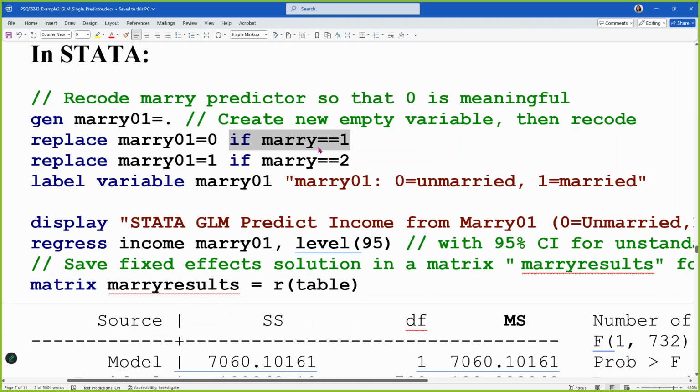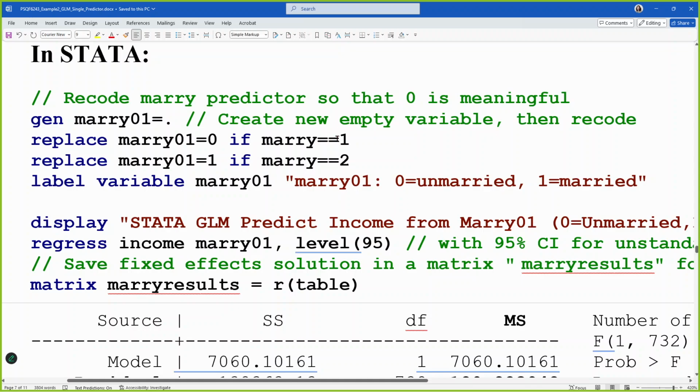So if the old variable is 1, then make these values that were missing into zeros. If the old variable was 2, make the new variable into a 1. So we are recoding to shift them over by 1. I could have just subtracted 1 and that would have the same result, but this way would generalize to more cases. Now why would I want to do that?